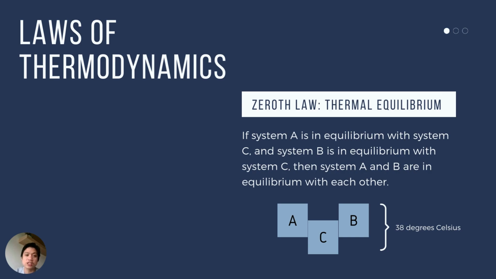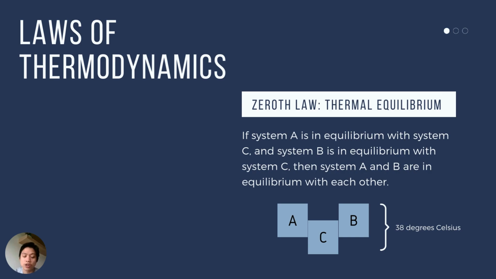The first one is the zeroth law, which talks about thermal equilibrium. It says that if system A is in equilibrium with system C and system B is in equilibrium with system C, then system A and B are in equilibrium with each other.